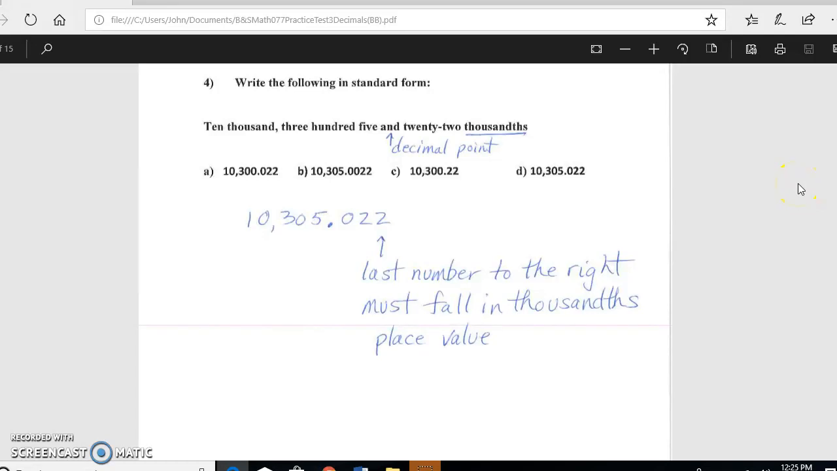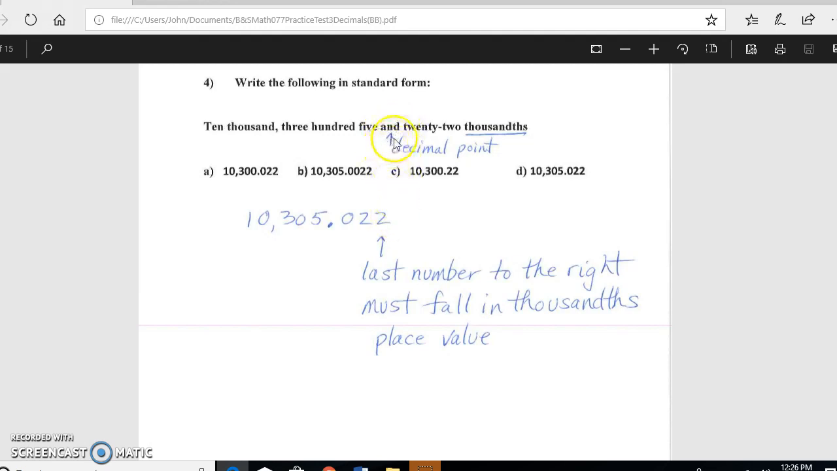This is the practice test for decimals, and here we're working on problem number 4, and it asks us to write the following in standard form. And we have this number here. Standard form means in number form, and we have the number in word form here, 10,305 and 22 thousandths. So our first step is to find the word "and" and we know that that's our decimal point.